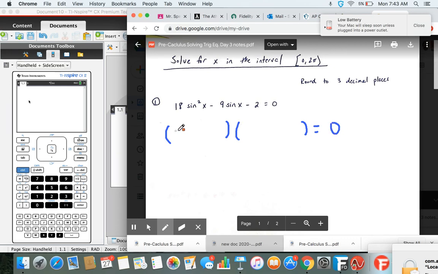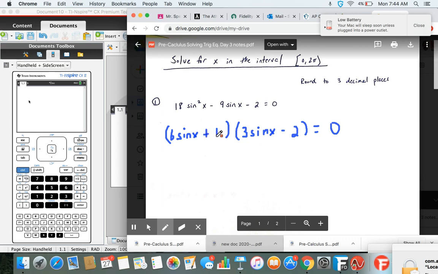get 9, okay? It's guess and check, think about it in your head, but the factors that are going to work here, factors of 18, it's going to be 6 sine x and 3 sine x, and then factors of 2 will also go in the parentheses here. The 2 is going to have to go here. This is going to have to be a minus sign, and the 1 would go here. So this is just factoring, all right?